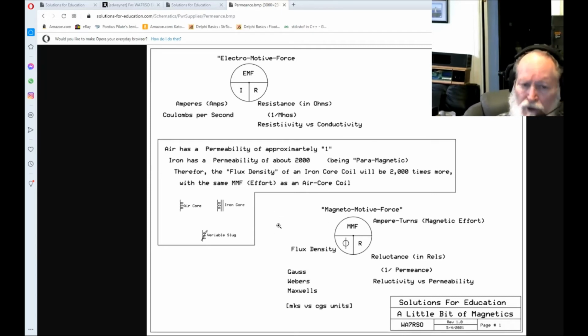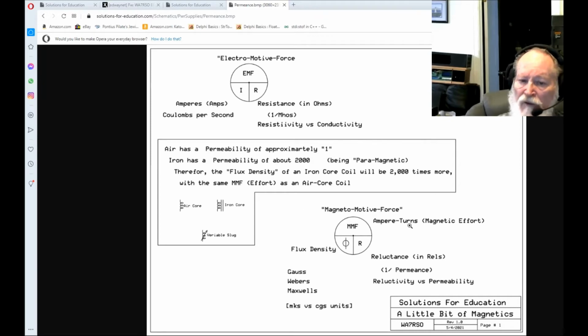However, iron, if you put an iron slug in here, iron has a permeability of about 2,000 times more than air. Therefore, and we know this just for application, if you put an iron slug in here, all of a sudden that coil has a lot more magnetic flux.